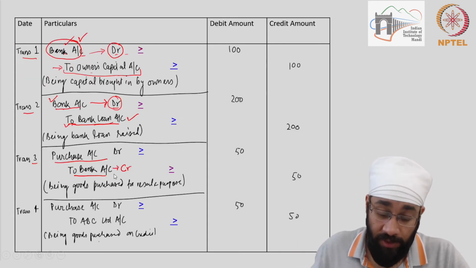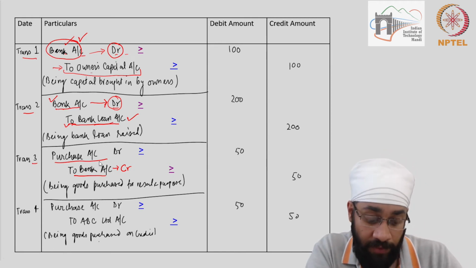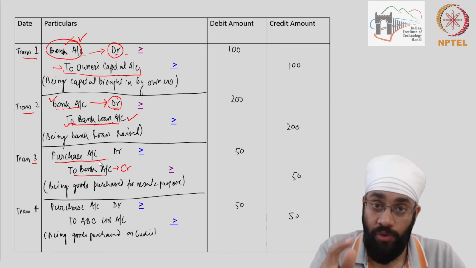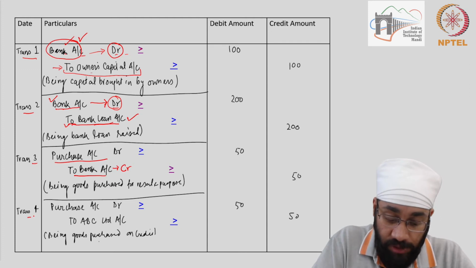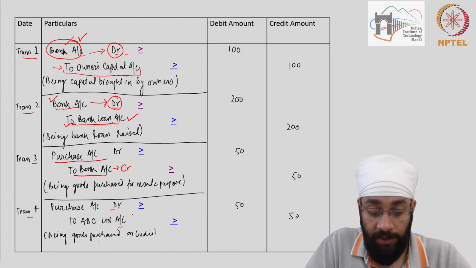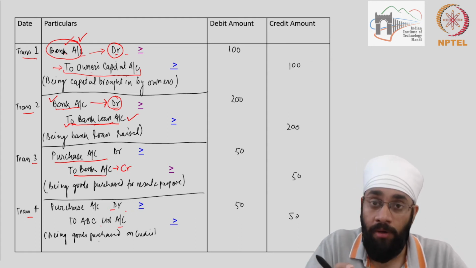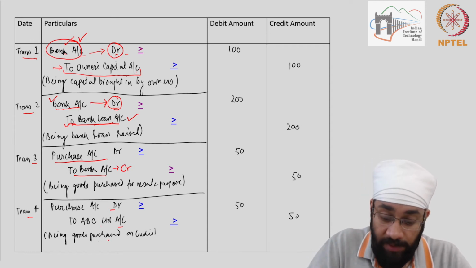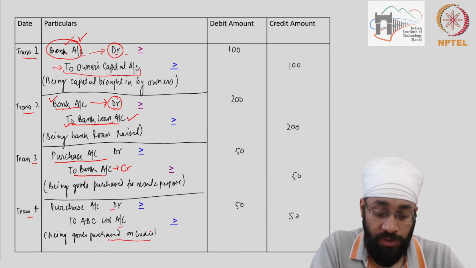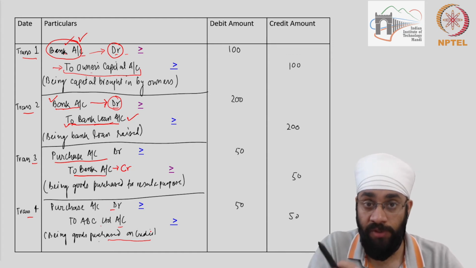Let's go back to the transaction. So we complete another ledger posting. We are done with transaction 3. It has been posted into bank account. Let us go to next transaction. Transaction 4, purchase account debit, ABC account credit. Now, in this transaction, bank account is not involved at all. Bank is not affected. Goods are being purchased on credit. So, bank account is not involved. So, you will not post this journal entry into the bank account. So, just ignore it for the purpose of bank account.